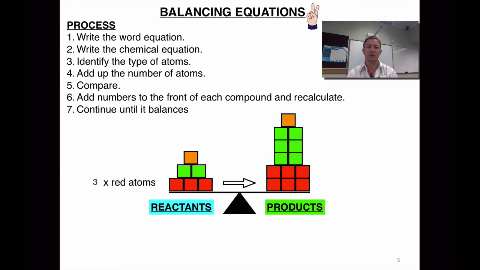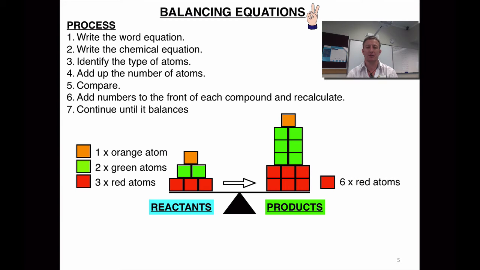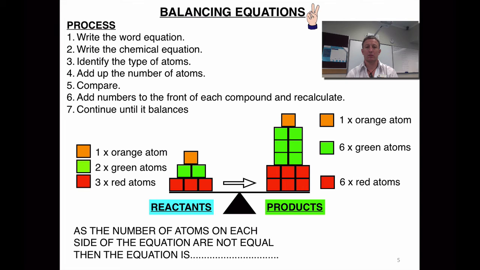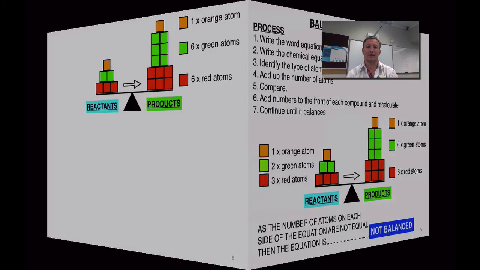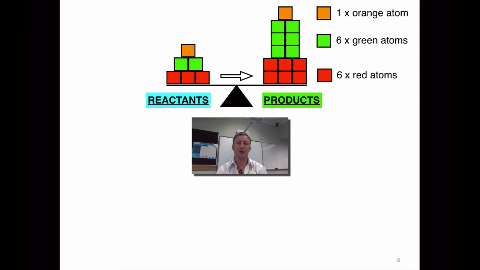Well, on the left-hand side, we've got 3 lots of red atoms, 2 lots of green atoms, 1 lot of orange atoms. But on the right-hand side, we've got 6 lots of red atoms, 6 lots of green atoms, 1 lot of orange atoms. Okay, now straight away, you can see that the type of atoms are correct, but the numbers are not. They're what we call not balanced. So we now need to balance it.